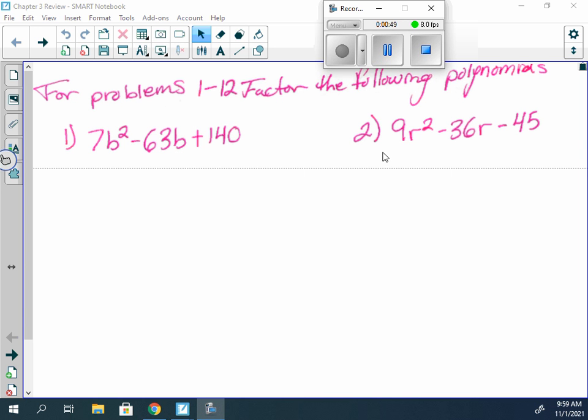So the first ones we'll look at, 1 through 12, factor the following polynomials. Is there one of those in particular that y'all want to look at? So we can look at number 2: 9r squared minus 36r minus 45. Whenever we factor, the first thing we look for is a what? Greatest common factor. And there is one here. It is 9.